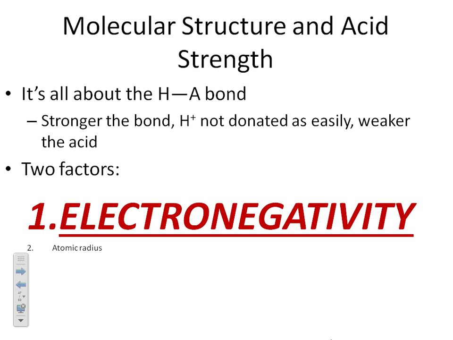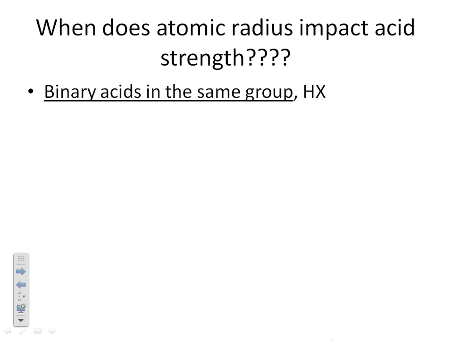Electronegativity, as a reminder, is clearly the more important of the two factors when we're thinking about molecular structure influencing acid strength. That's the ability of an atom to attract shared electrons to itself when it's bonded to something else, so how well that atom can pull in electrons from another source. This is obviously the big one, but we're actually going to talk about atomic radius first. Basically because it's less important, we're going to get it out of the way and then spend our time talking about electronegativity.